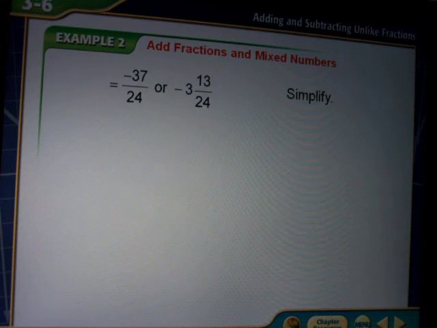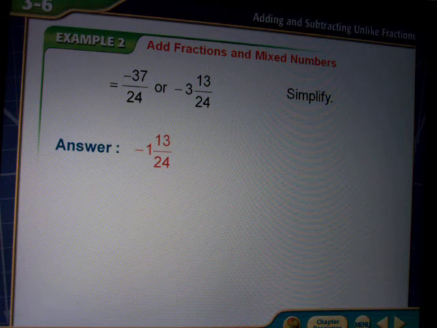And when we solve those out, we get a negative 37/24, and we can simplify that down to be 3 and 13/24. And the answer, wait a minute, it's not negative 3 and 13/24. The answer is actually negative 1 and 13/24. So something, 24 times 3 does not equal 37. So the answer in red is correct, the answer in black is wrong.